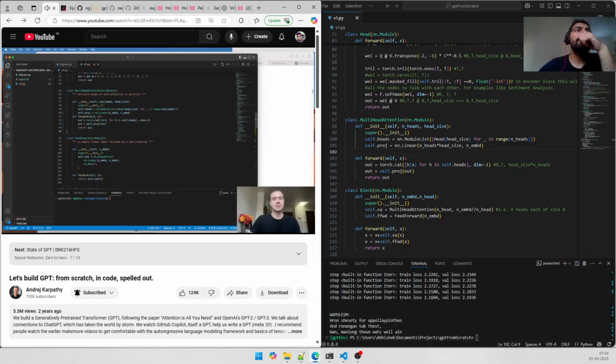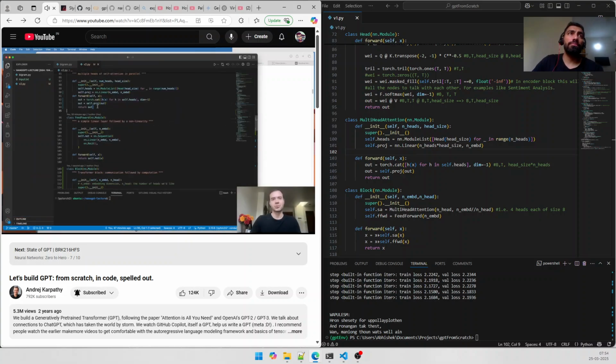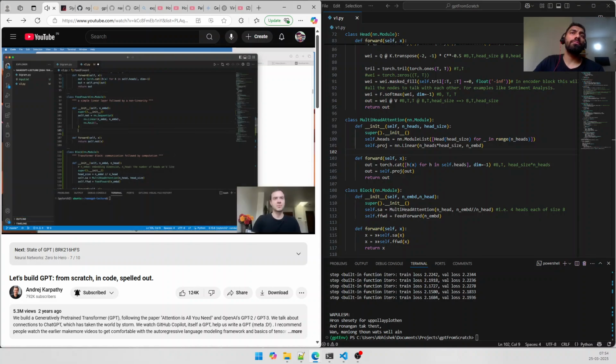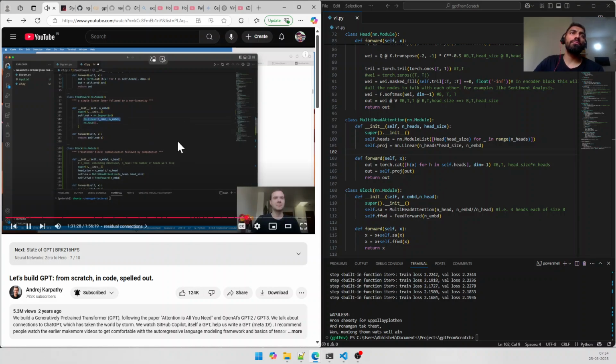So the projection is just a linear transformation of the outcome of this layer. That's the projection back into the residual pathway. And then here in the feed forward, it's going to be the same thing. I could have a self.projection here as well, but let me just simplify it and couple it inside the same sequential.